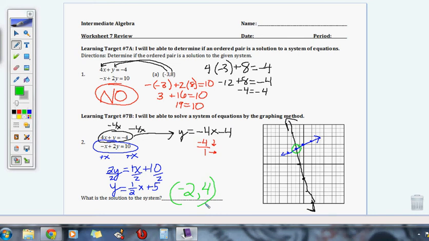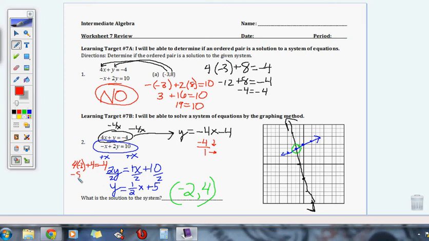Now, for any of these problems we do on this entire review and on the test, you can take your answers and plug them back in and check. I'm going to show you on this first one what I mean by that. So in red here, if I go up to the top equation and do 4 times negative 2, add my y value, which I know is 4, I'm going to see if this is actually coming out to negative 4.